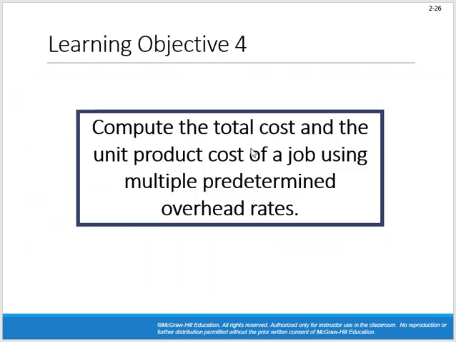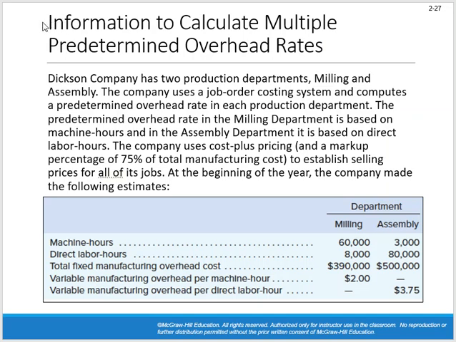We're going to compute total cost and unit product cost of a job using multiple predetermined overhead rates. So here we're looking at Dixon Company. Dixon Company has two production departments, milling and assembly. The company uses a job order costing system and computes a predetermined overhead rate in each production department.